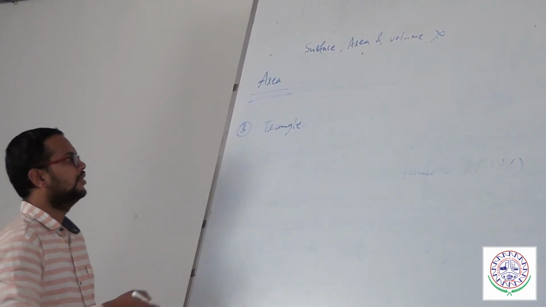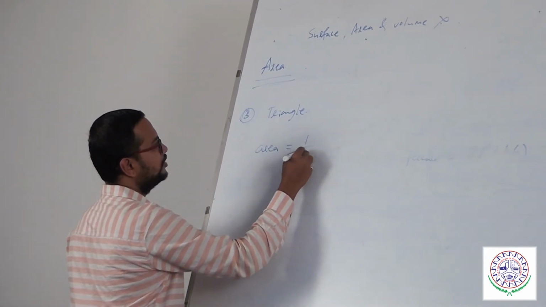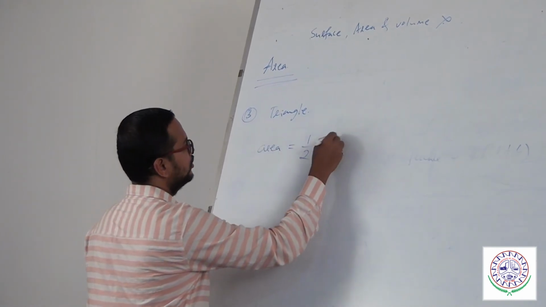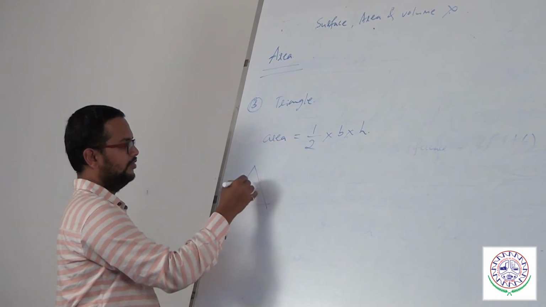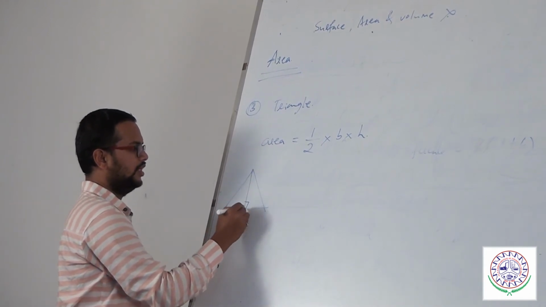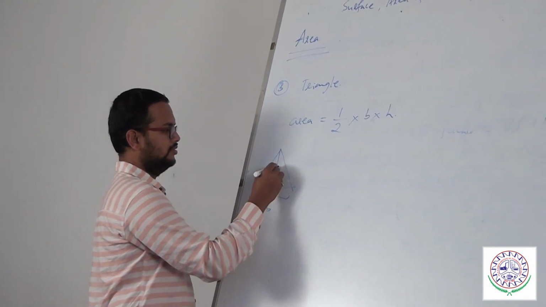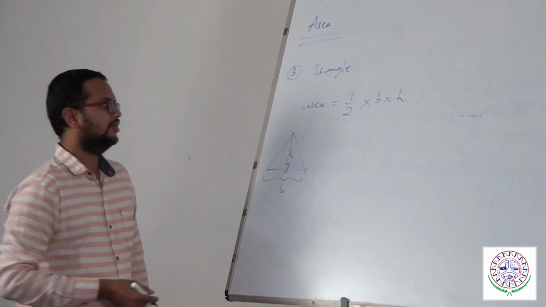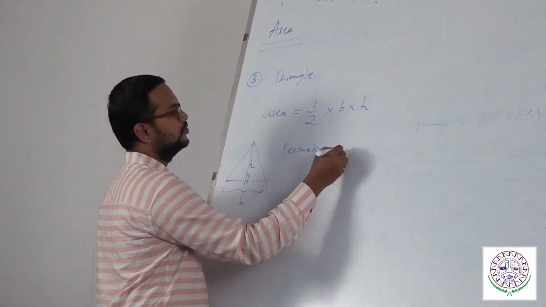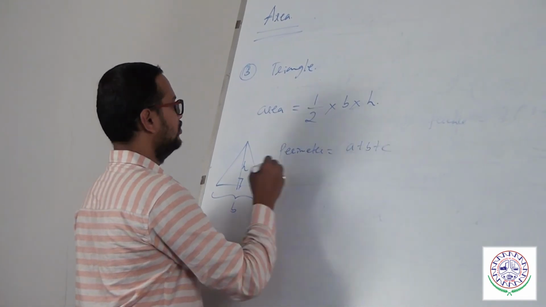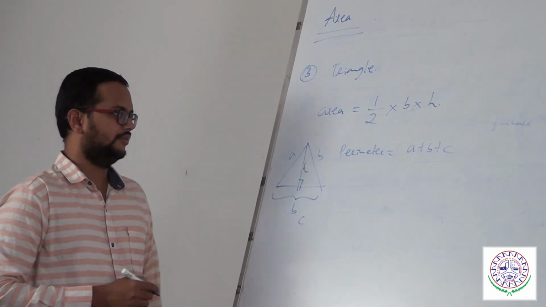Similarly, if we take a triangle, the area of a triangle is generally half into base into height. Whenever we know the triangle's height, that is also called the altitude, and we know its base. Its perimeter is equal to a plus b plus c, where these are sides a, b and c.